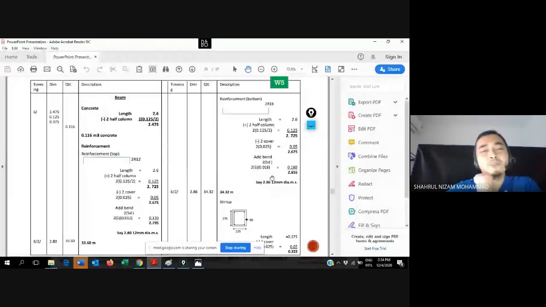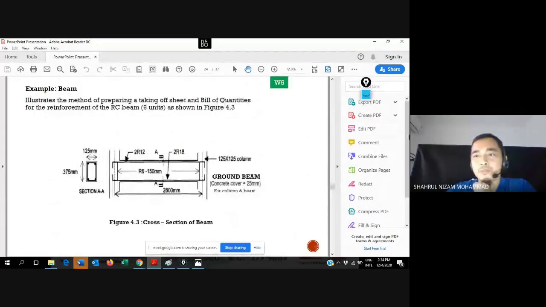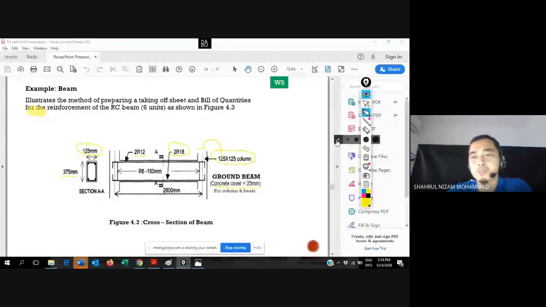Slowly lah eh. So first we do taking off for concrete, right? So if you look at the time sink, it put the value of 6. Okay. So the reason is because if you look back at the question, you will have 6 number of beam. So that's why at the time sink, you put the value of 6.